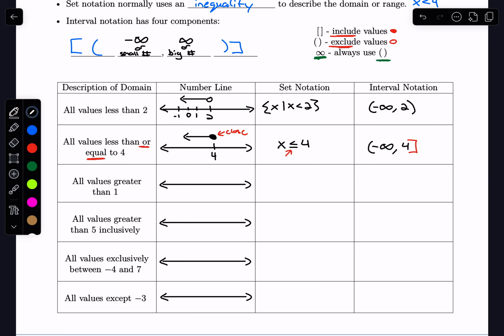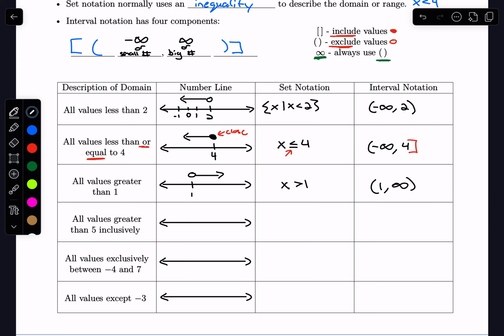Okay, next one, all values greater than 1. So we're going to start at 1, and we're going to go to the right because it says greater than. We're going to use an open dot because there's no equal to. We could say x is greater than 1 as an inequality. And as an interval, since 1 is now the smallest number, but it's not included, I'm going to use a parenthesis with the 1 on the left, and we're going to go all the way up to infinity, and because it's an infinity, always a parenthesis.